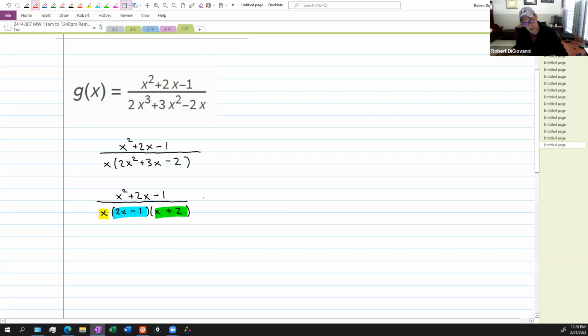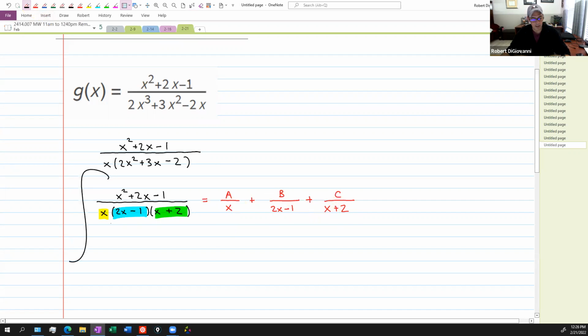So this should be a relatively simple breakdown. This should be some number, which I need to go find, a over x, plus some other number, b, over 2x minus 1. And then finally, some other number over x plus 2. And now what I need to do is go find a, b, and c. Because don't you all agree that if I knew what a, b, and c are, this would be a very simple thing to integrate, right?